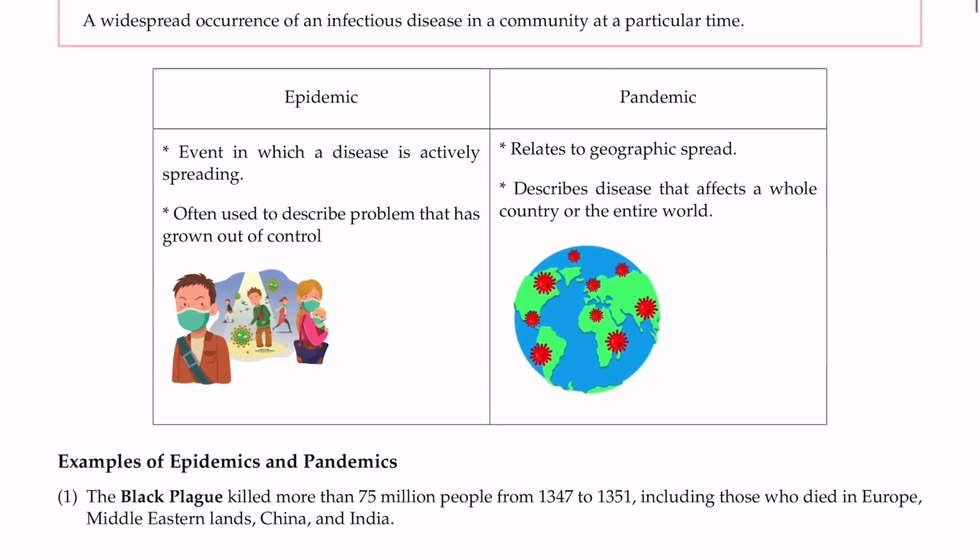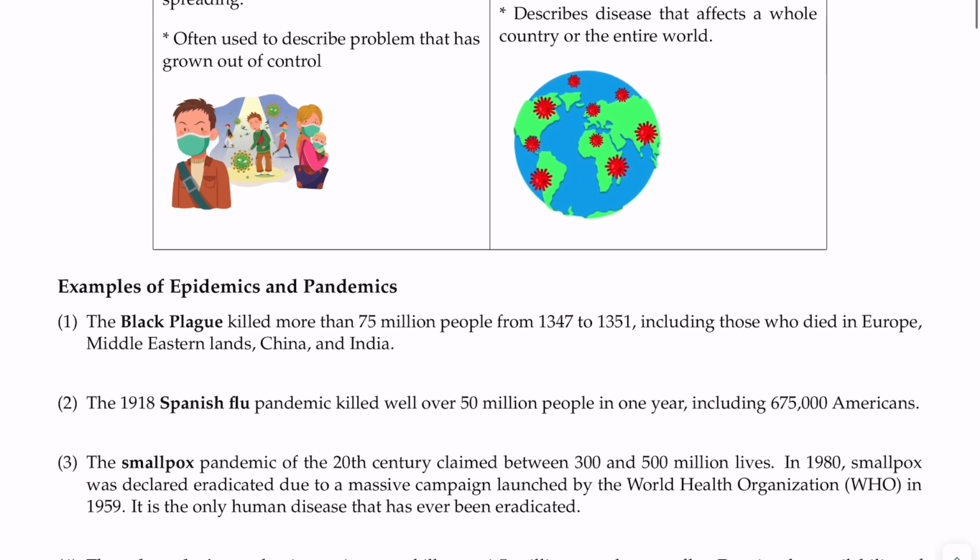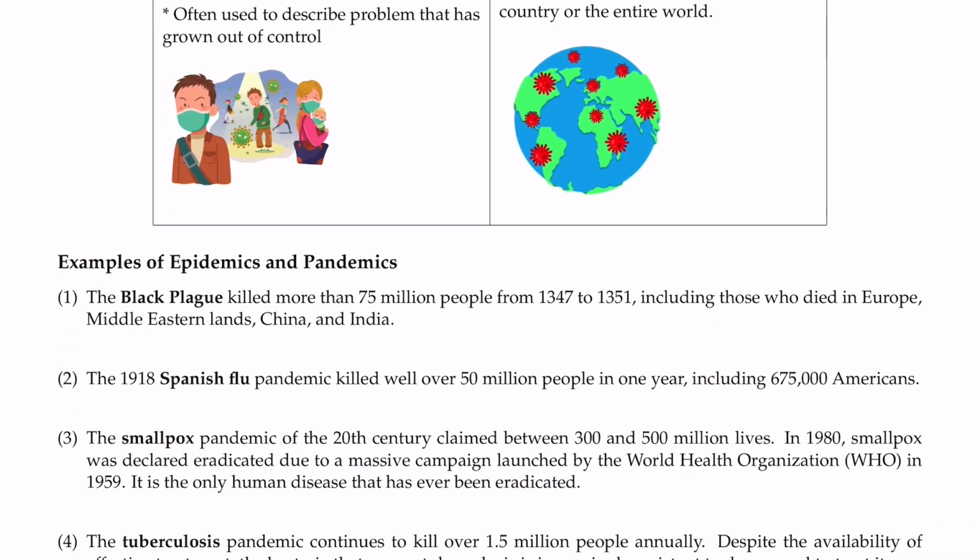Some of the more famous epidemics and pandemics that happened in the past, one of which is the Black Plague, killed more than 75 million people from 1347 to 1351, including those who died in Europe, Middle Eastern lands, China, and India. In 1918, you have Spanish flu pandemic killed well over 50 million people in 1 year, including 675,000 Americans. The smallpox pandemic in the 20th century claimed between 300 and 500 million lives, and in 1980, smallpox was declared eradicated due to the massive campaign launched by the WHO, the World Health Organization, in 1959. It is the only human disease that has been eradicated.